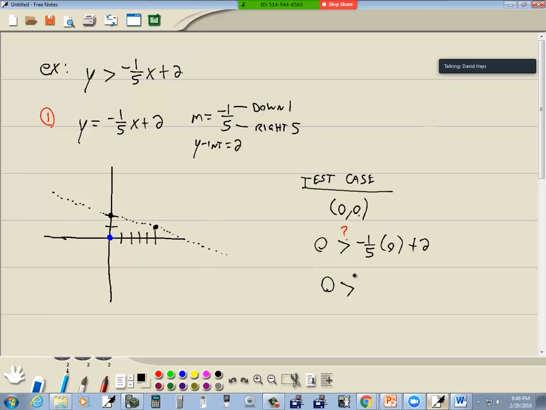Well, negative 1/5 times 0 is 0, so that drops away and we get 0 is greater than 2. Well, 0 is not greater than 2. This is false.